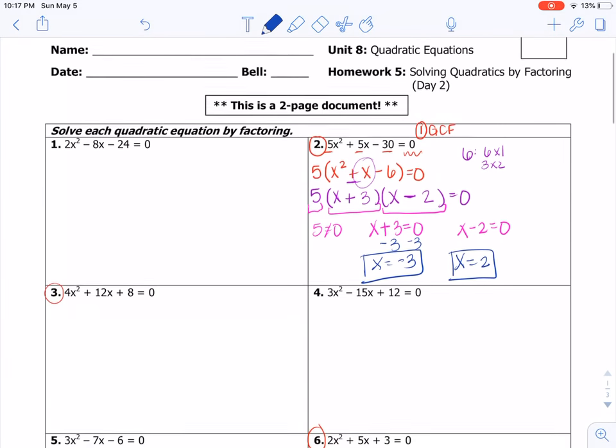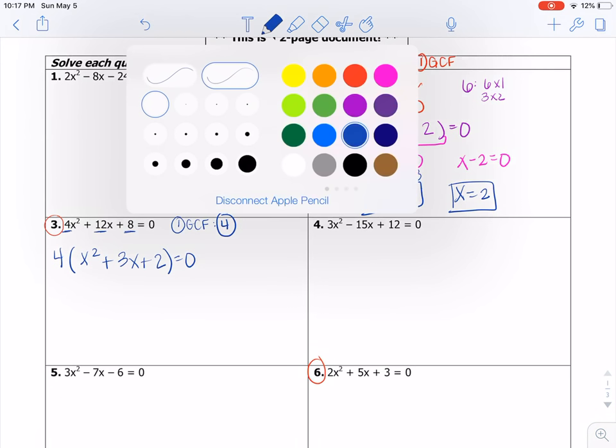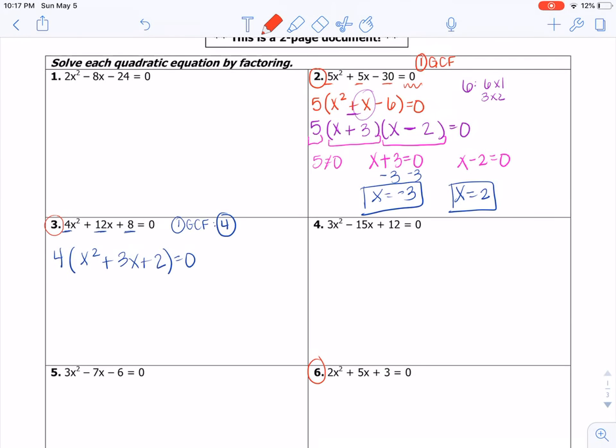Okay, so now let's go ahead and look at number 3. Again, GCF. What is my greatest common factor of 4, 12, and 8? It is going to be 4. So I can take out 4, and I have x squared plus 3x plus 2 equals 0. Now I'm going to factor my trinomial. I have x and x, still equals 0, still bringing that 4 down.